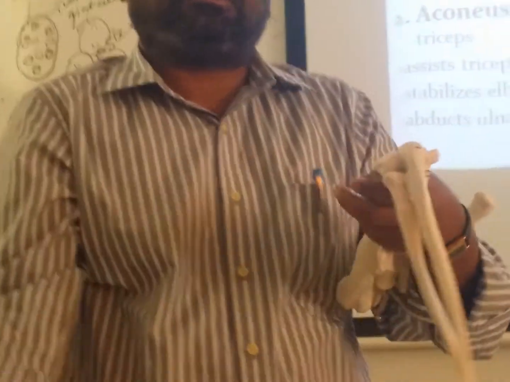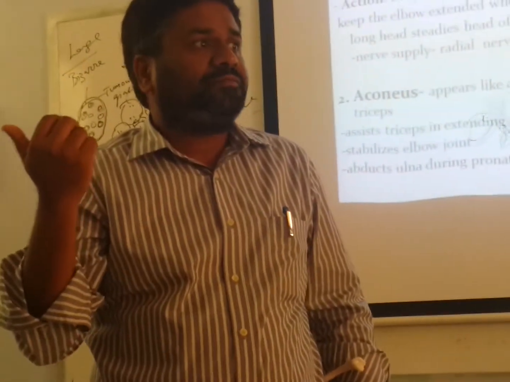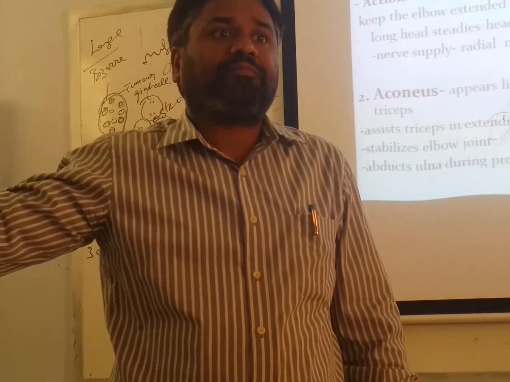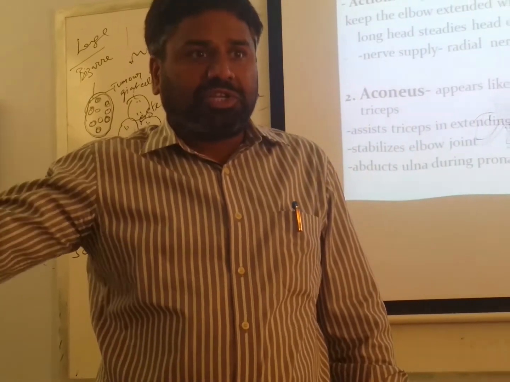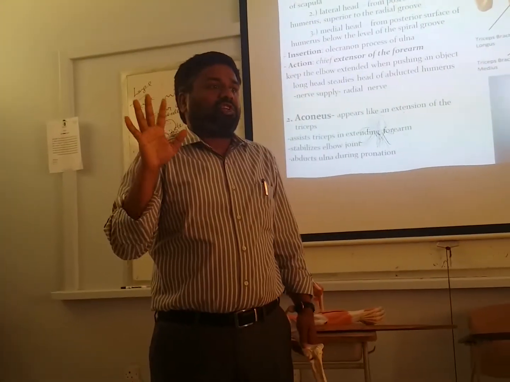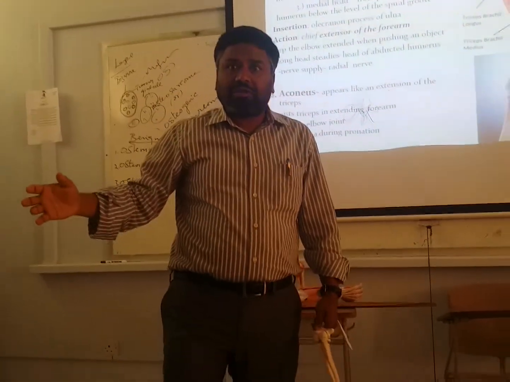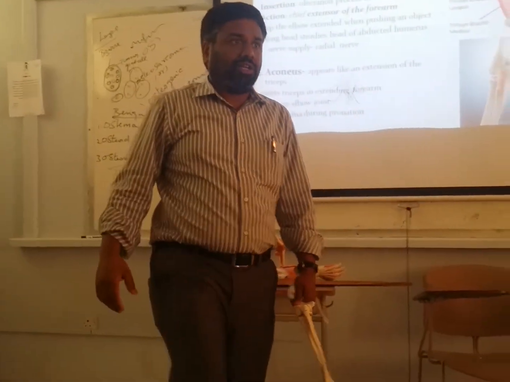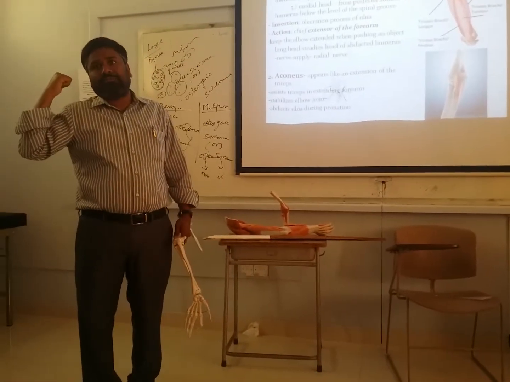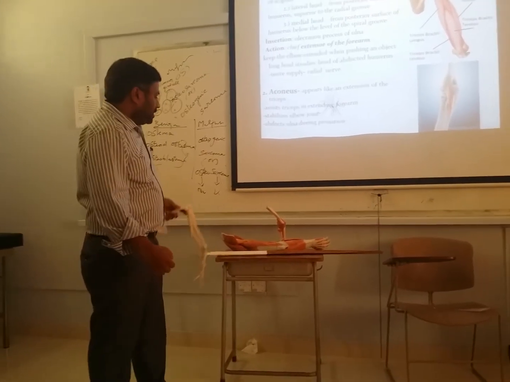So what should be the action? Flexion is a bending movement. Extension is a straightening movement. So it is extension. This is flexion. This is extension. So always remember, flexion movements are bending, straightening movements are extension. Flexion by brachialis and biceps brachii. Extension by triceps. And nerve supply.